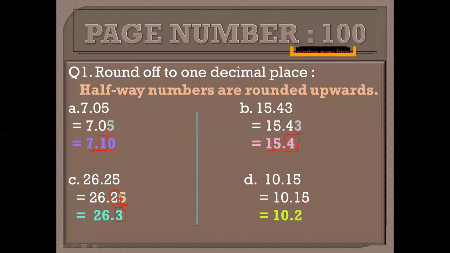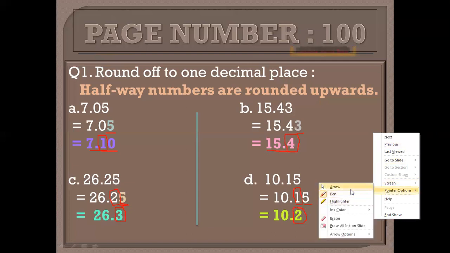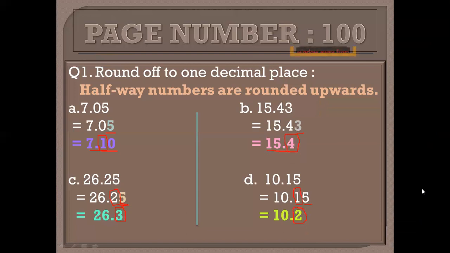In part D, 10.15, again on the hundredths place, 5 is there, so clearly we will round 1 upwards and 1 becomes 2. We increase 1 here. Our answer will become 10.2. You can also write 10.20 or 26.30 or 15.40. But because we only round off to one decimal place, we write 10.2.